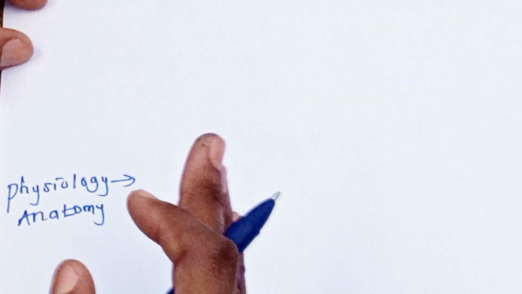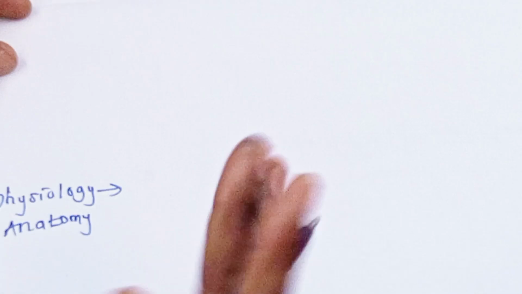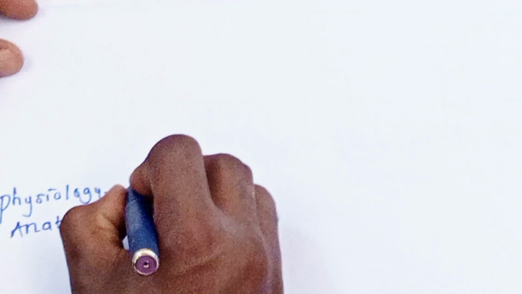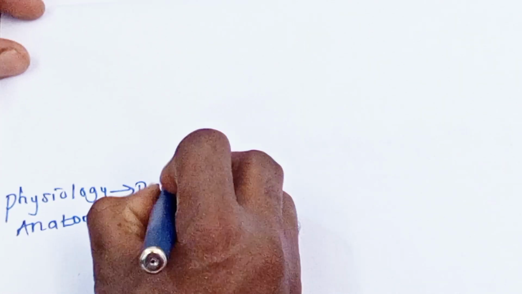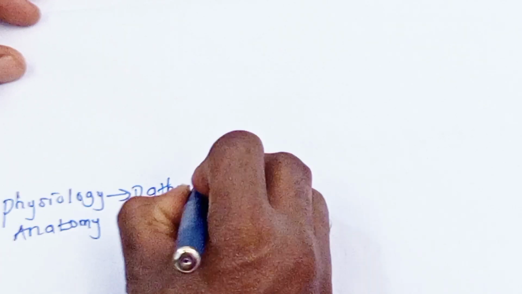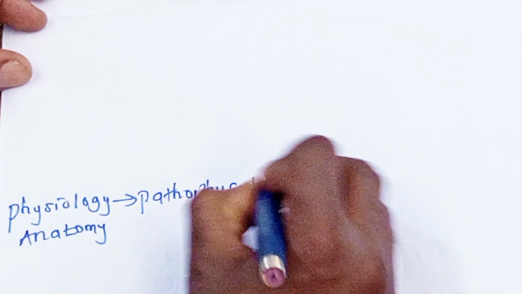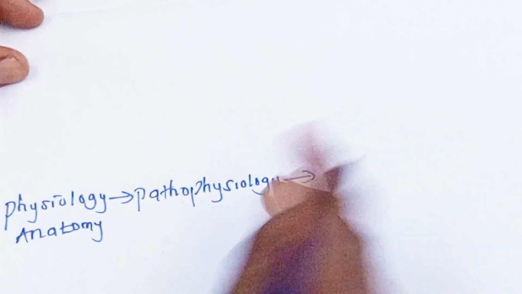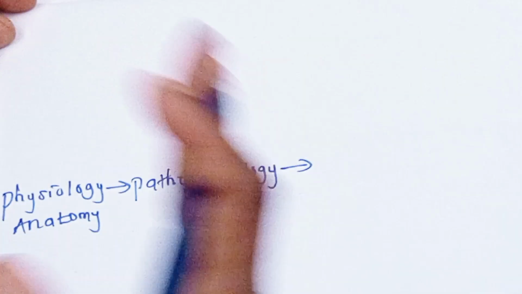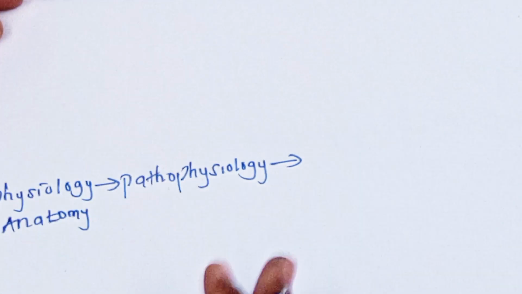and anatomy, because when someone is healthy, the normal functioning of the body organs is normal. But once a disease has affected the body, the normal functioning of the body will be disrupted, will be altered. So that is what we call pathophysiology. Pathophysiology is the abnormal functioning of the body.